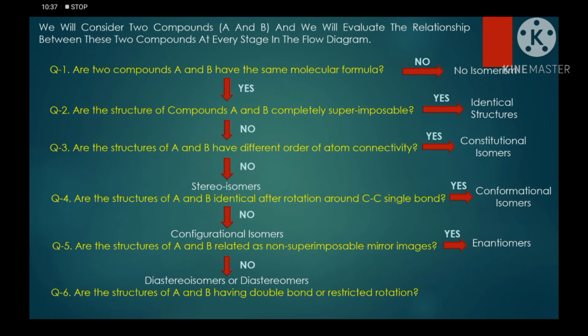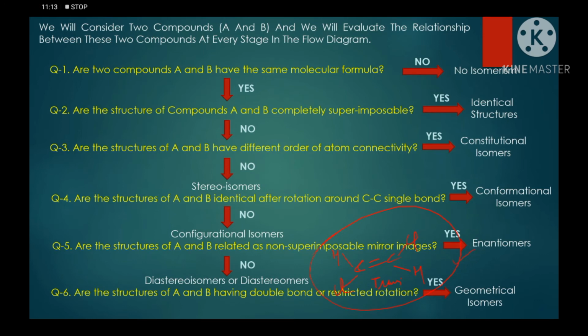Then further, the last point we can check: do the structures of A and B have a double bond or restricted rotation? So those diastereomers which have a double bond or restricted rotation are called geometrical isomers, like cis and trans. If we check cis and trans, it's very interesting. This is the cis isomer, and this is the trans isomer. So first of all, we have to check whether it is a stereoisomer or not.